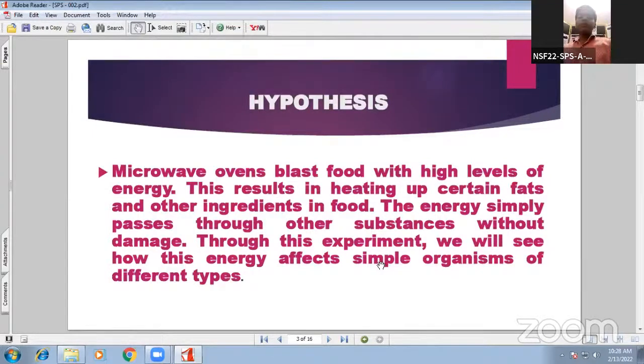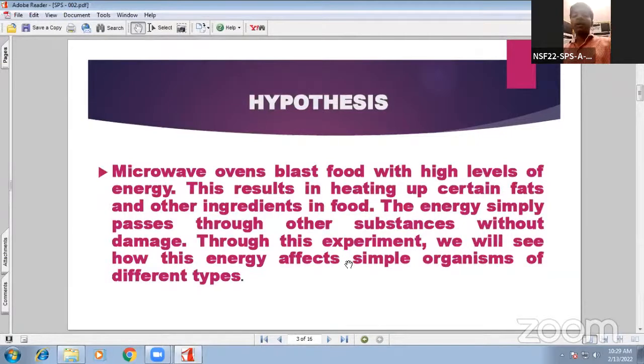A microwave oven blasts food with a high amount of energy, which results in heating. It simply passes through the food items, through the fats and other ingredients, and does not harm any other substances. In this project, we are going to see how microwave radiation affects other organisms, or plant life.